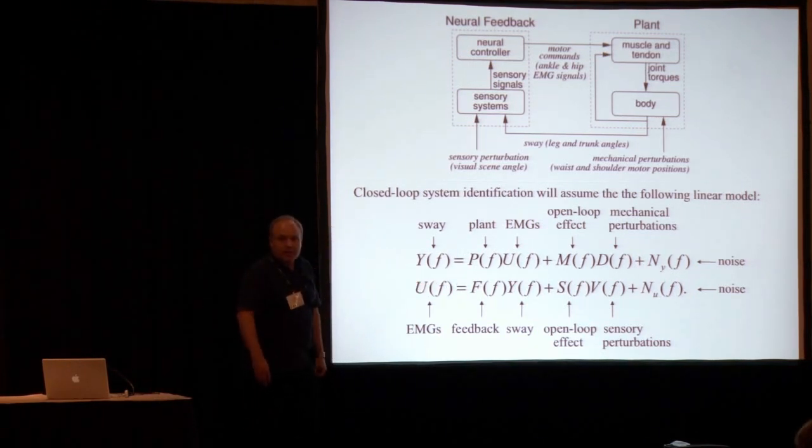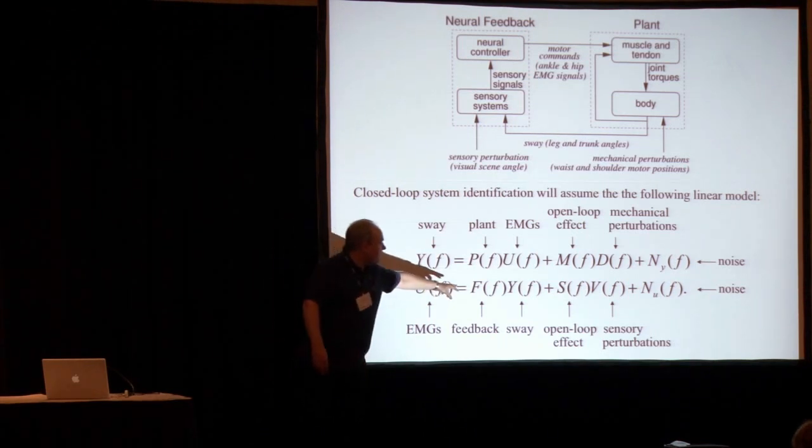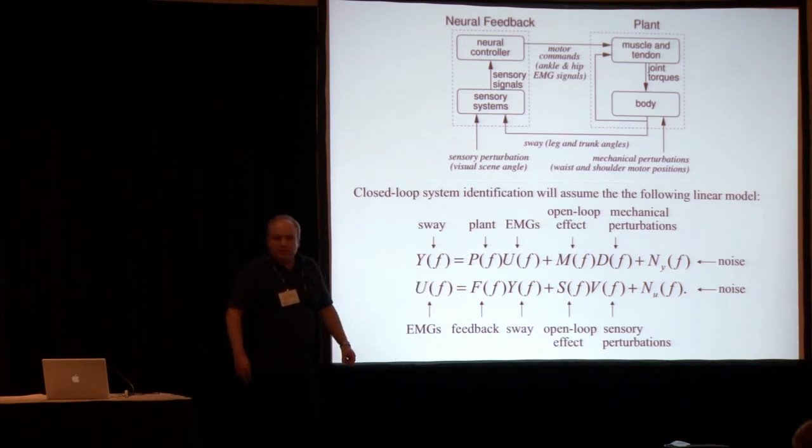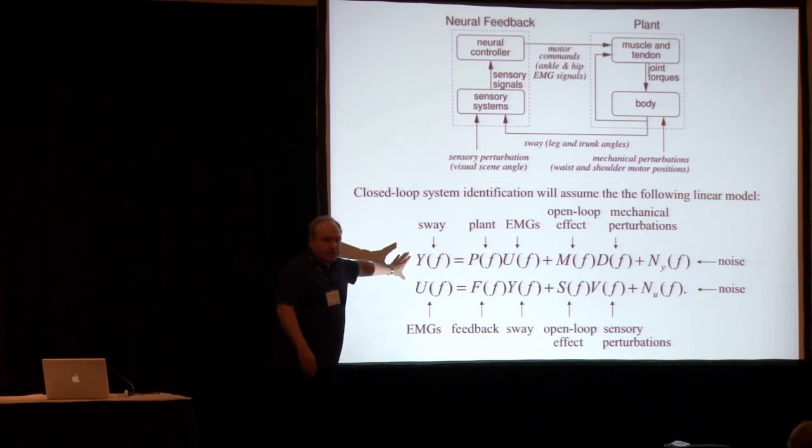In the same way, EMG has three components. EMG is affected by sway via feedback, big F of F. There's an open loop effect of any sensory perturbations that are present, which is described by big S of F, and there's noise. So these linear equations in the frequency domain will be the basis for identifying the system.